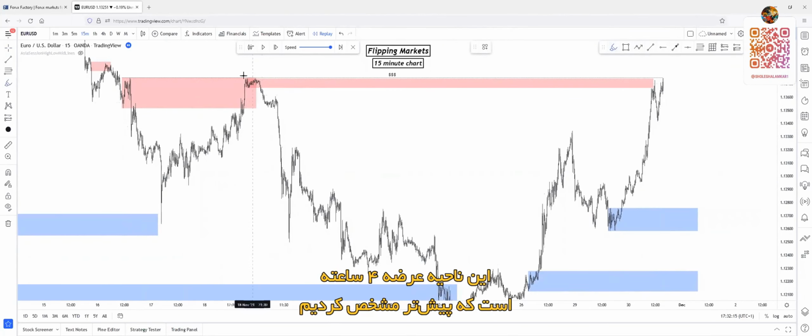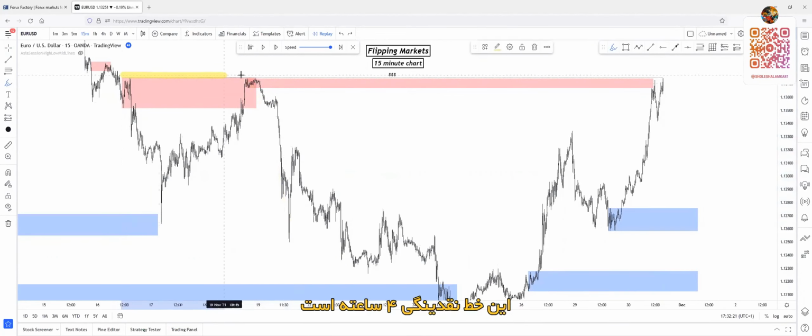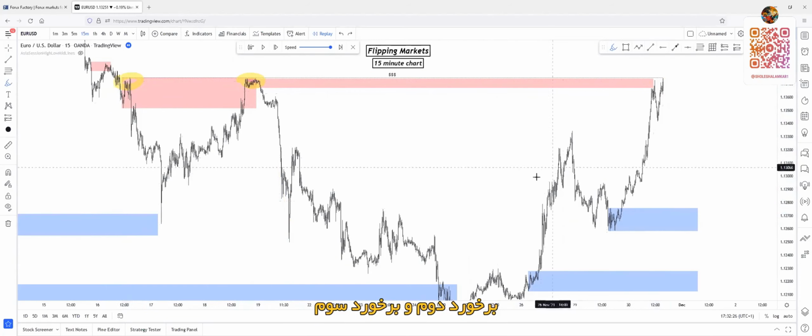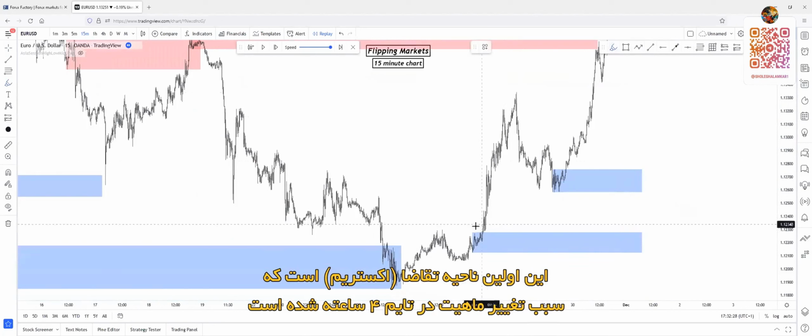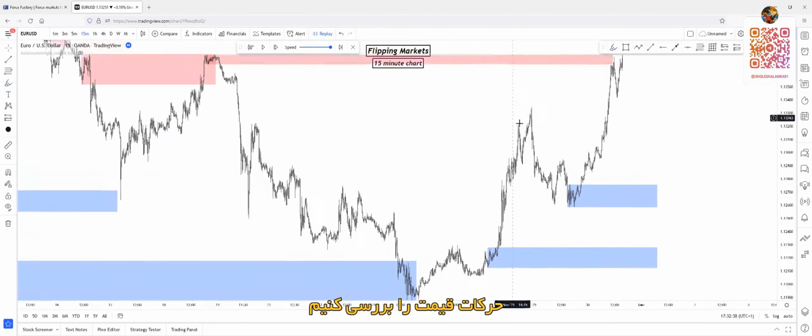As you can see, this was the 4-hour supply zone that we just marked on the 4-hour. This caused the breakout structure on the downside in the 4-hour chart. Here's the 4-hour liquidity line, the first tap, second tap, third tap. This was the first extreme demand zone that changed character on the 4-hour chart here. This is the 4-hour decisional demand zone with liquidity just below the zone. So yeah, let's see the price action.